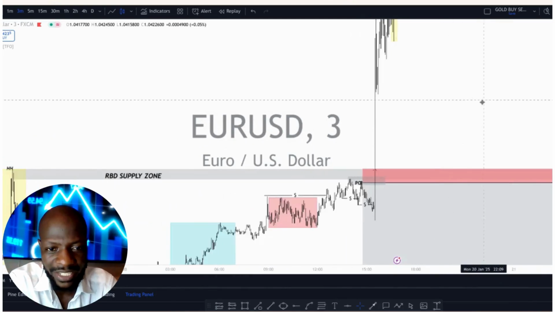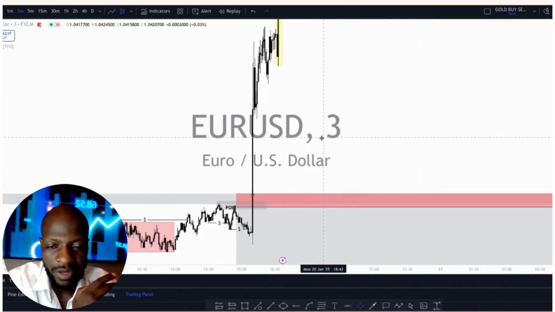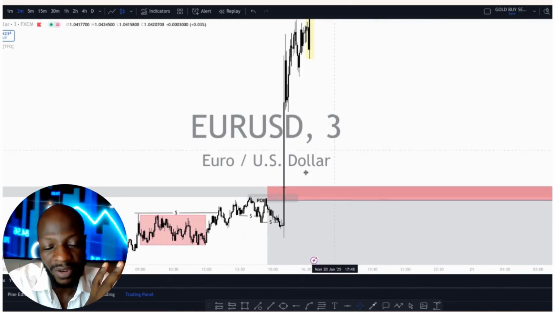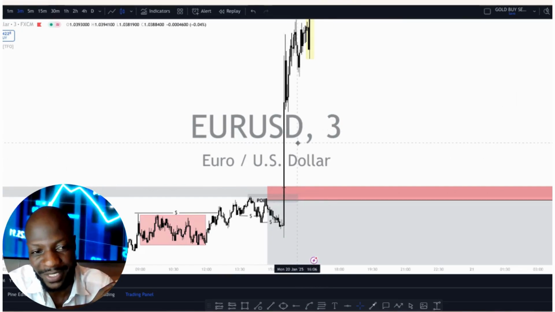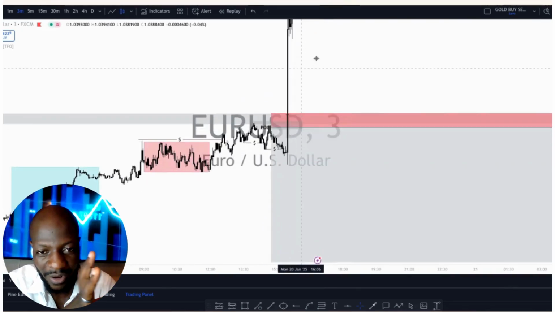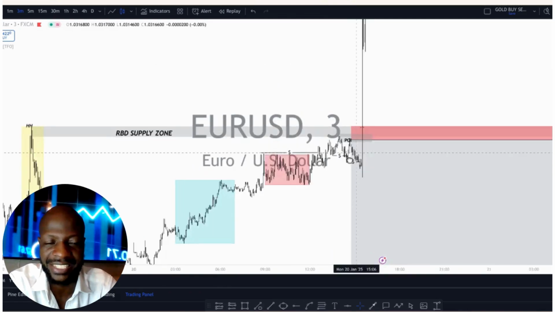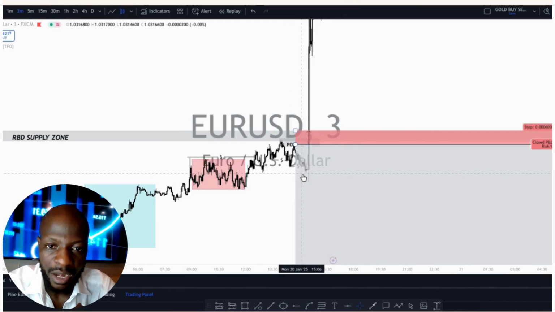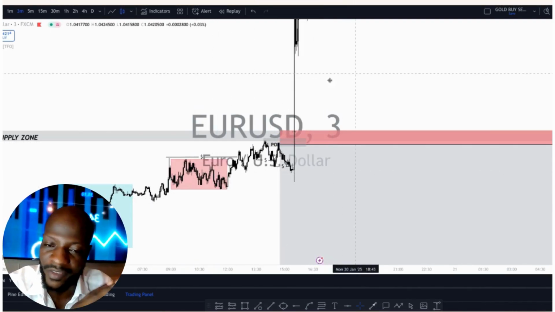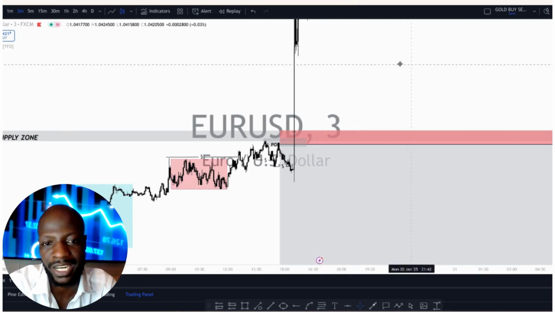Imagine not going break even. You'd have lost out. And with moves like this, sometimes the market doesn't respect the stop loss. So it's crazy. To avoid all this, guys, make sure you go break even once the previous low has been taken out or the previous high has been taken out. And you're going to thank me later.